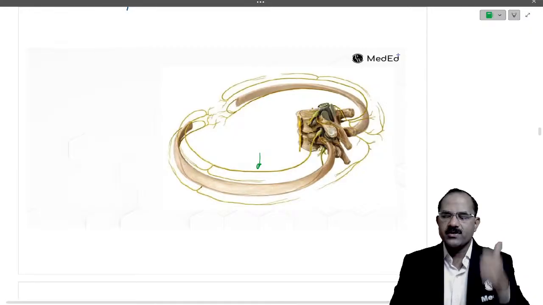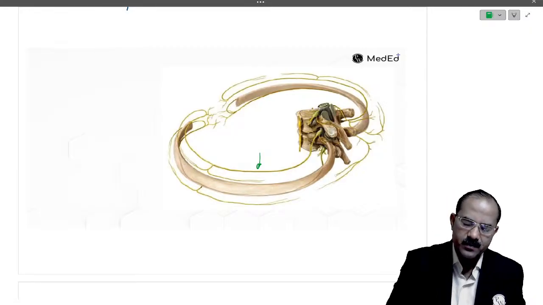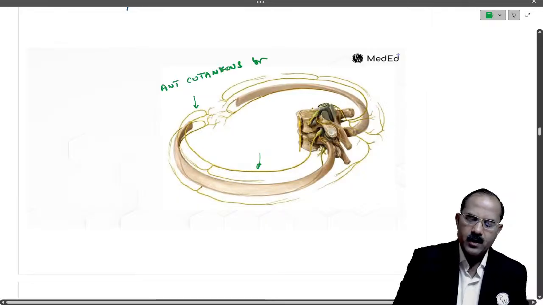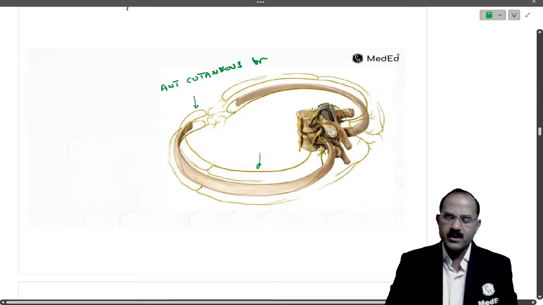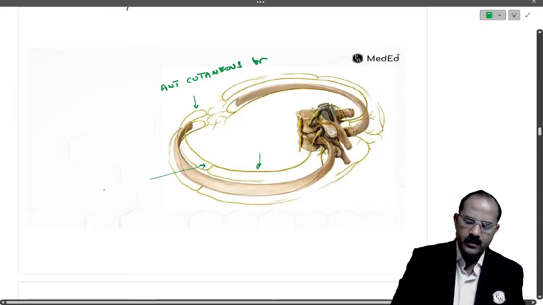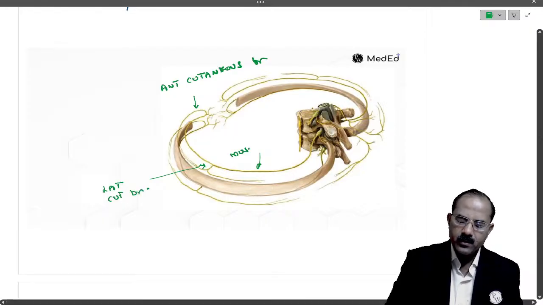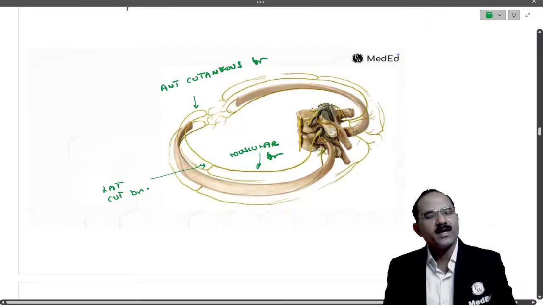What are the branches of the intercostal nerve? The first branch is the anterior cutaneous branch. The second one is the lateral cutaneous branch. And the third one would be muscular branches. Clear, bacho? Are you following this?